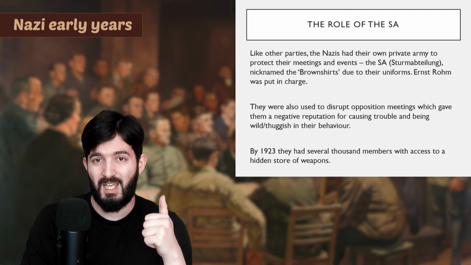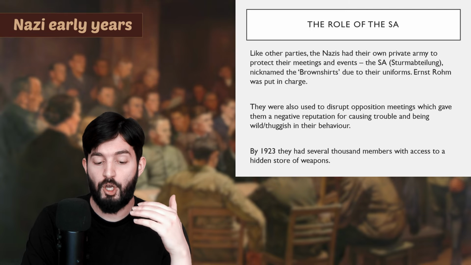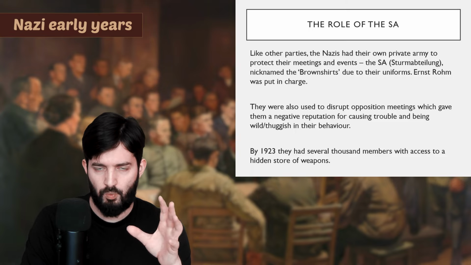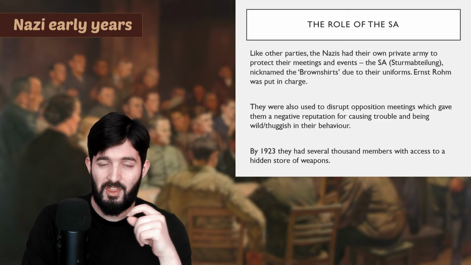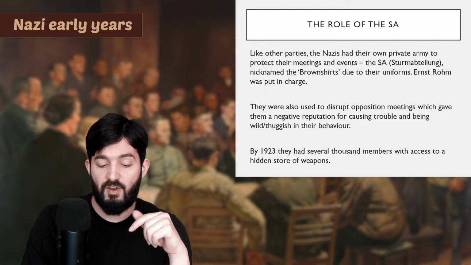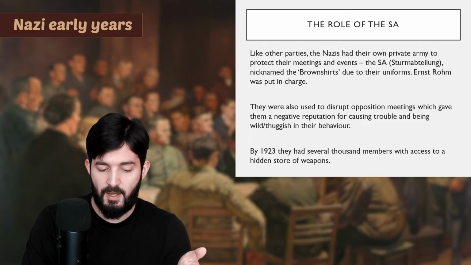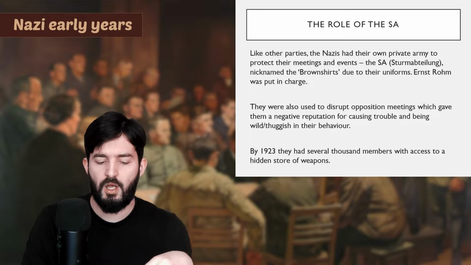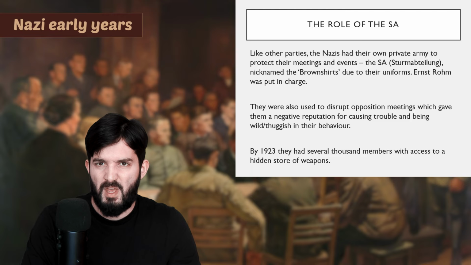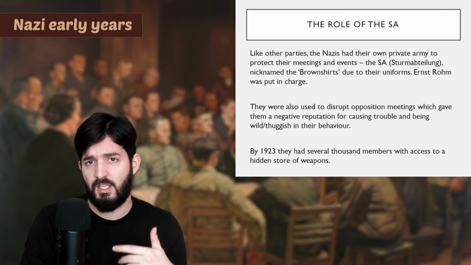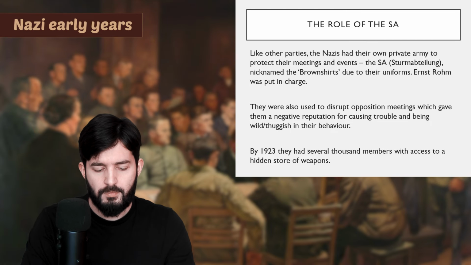So the main purpose is to provide private security for your own events, and ensure that no disruption takes place. But the SA, unlike the other private armies, are also much more active in disrupting the meetings of other parties and opposition meetings. As a consequence, the SA had a reputation for causing trouble and being quite wild and thuggish in their behavior, because a lot of what they did was intimidate, attack other parties and meetings, stir up trouble, etc.